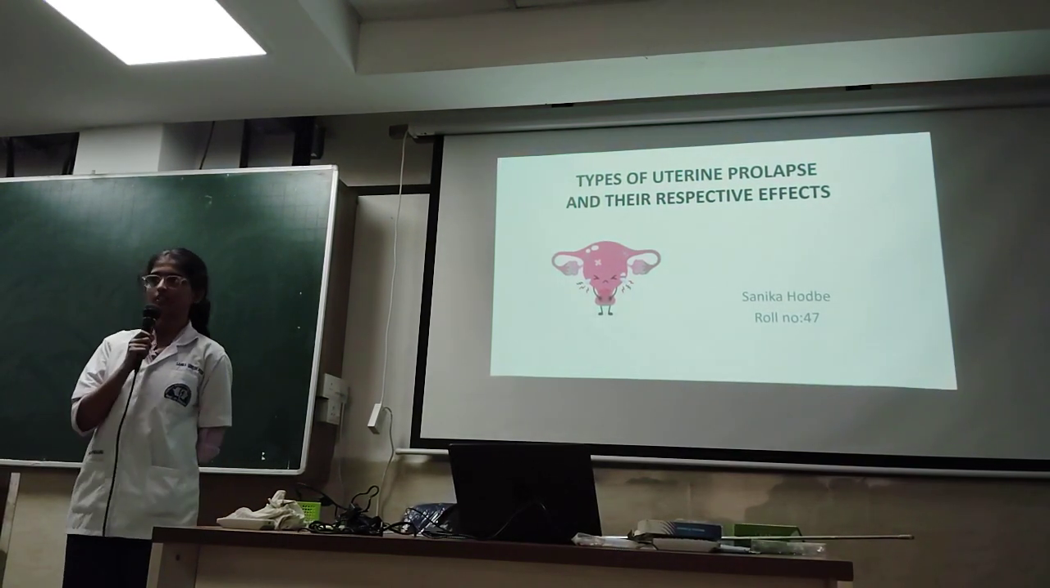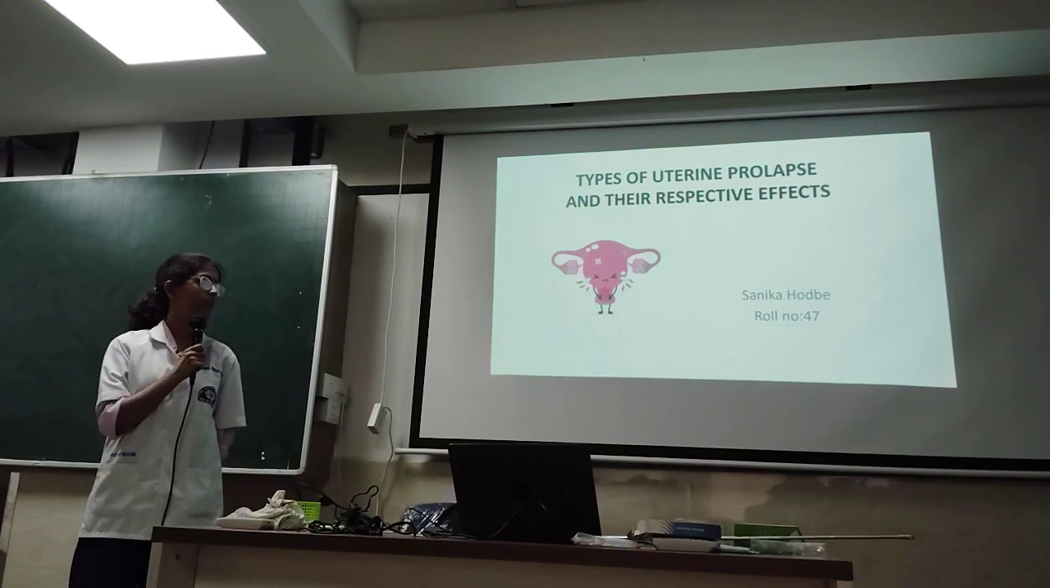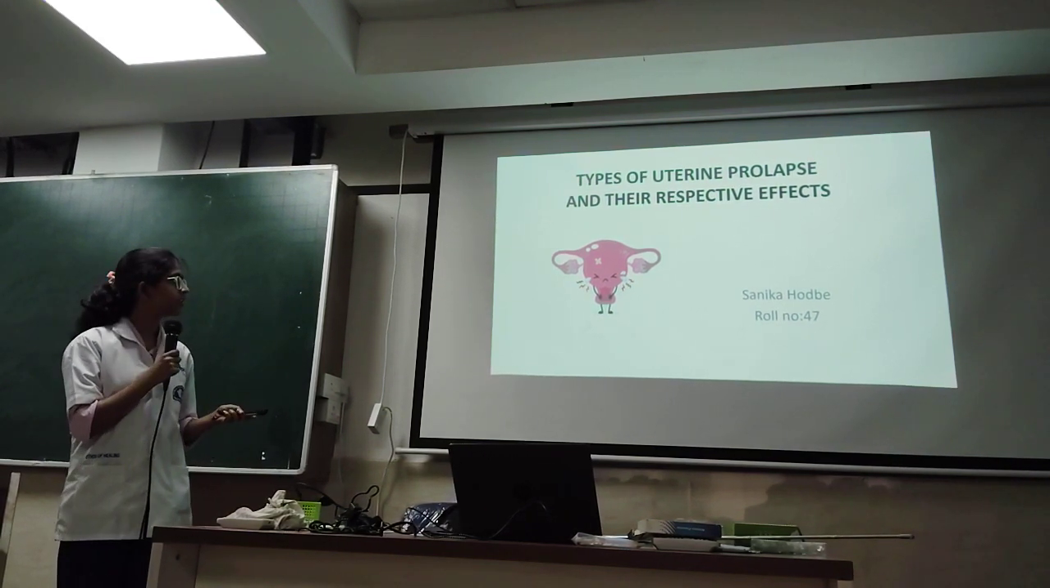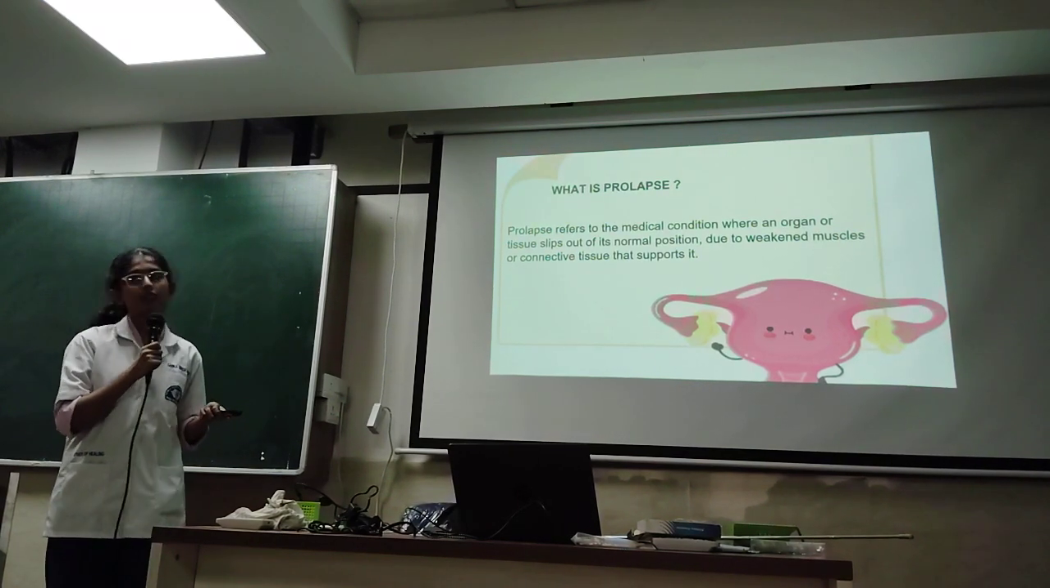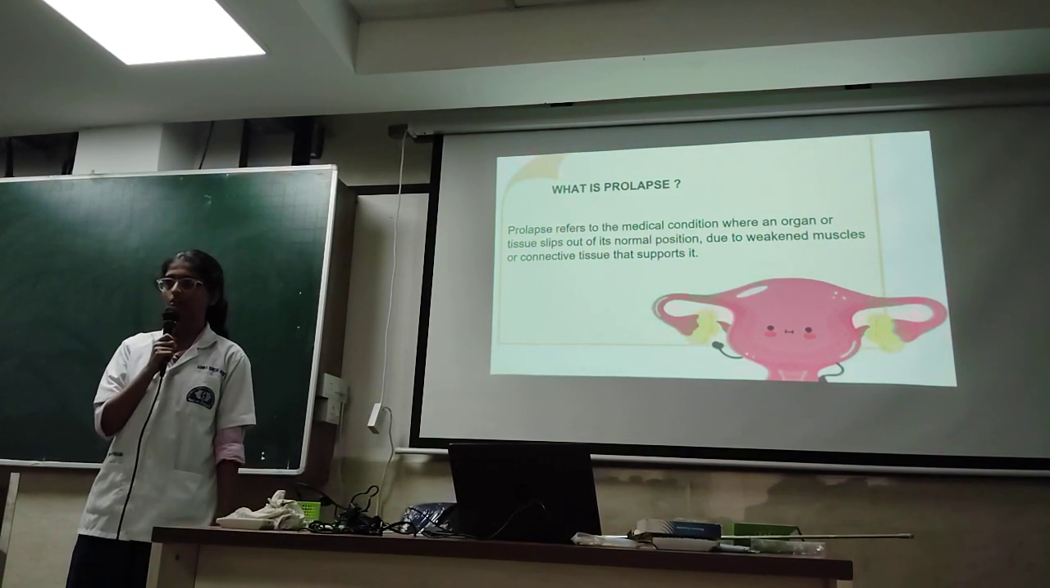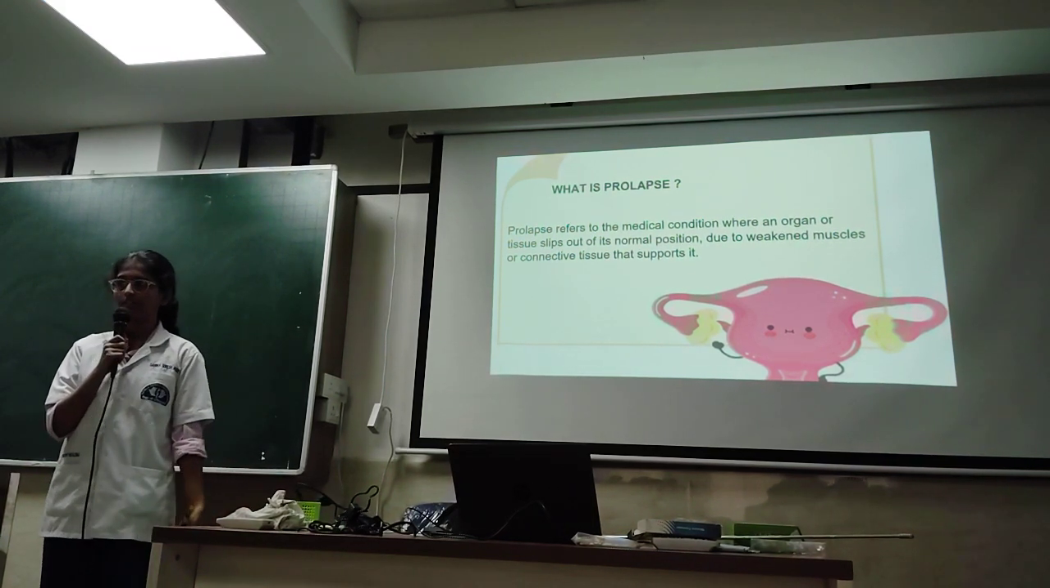Good morning everyone, this is Sanika Odbe, roll number 47. I will be discussing the types of uterine prolapse and their effects. So what is prolapse? Prolapse is a medical condition in which an organ or tissue slips out of its normal position due to the weakened musculature support or connective tissue.